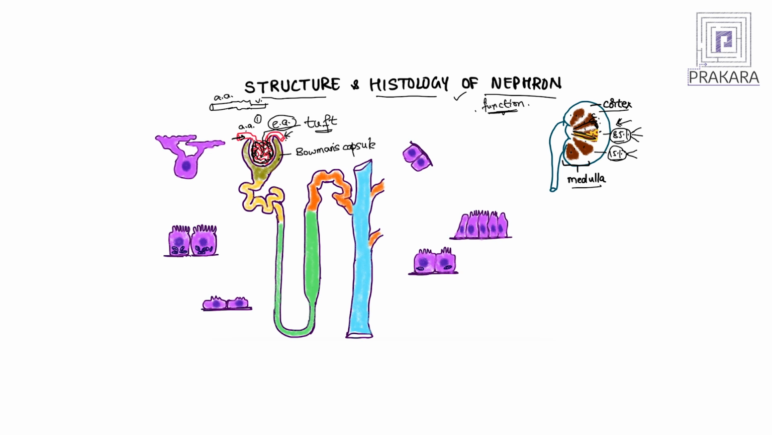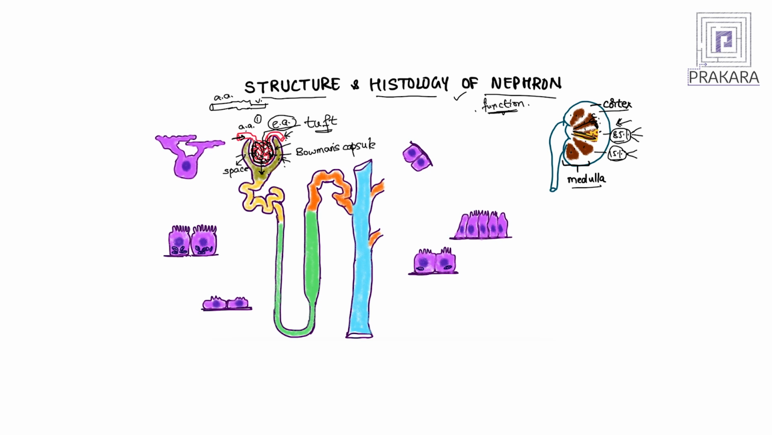Now coming to the structure of the nephron. We will first see what this Bowman's capsule is. The Bowman's capsule has two layers, an outer parietal layer and an inner visceral layer. What do I mean by visceral layer? That layer which is in close contact with the capillaries. The parietal layer is outside. Between the parietal and the visceral layers, there is a space called Bowman's space. Into this space the plasma will get filtered, and this is called ultrafiltration.